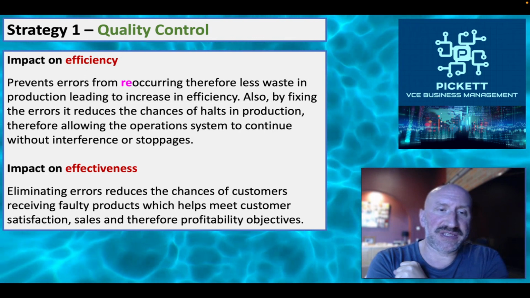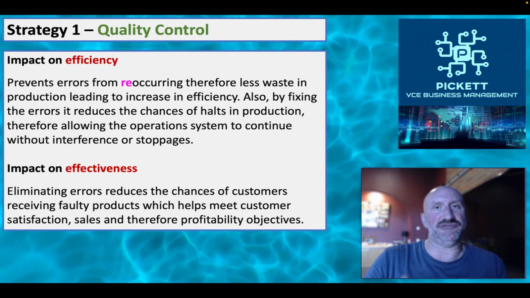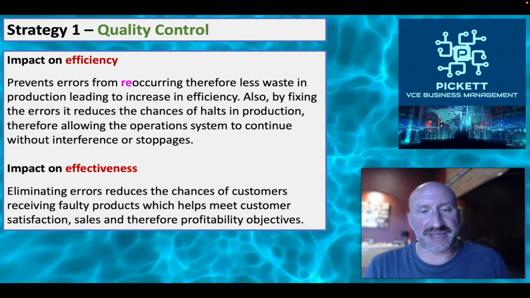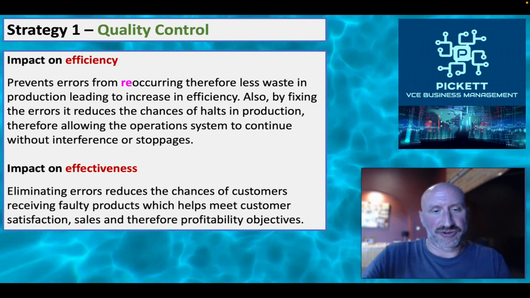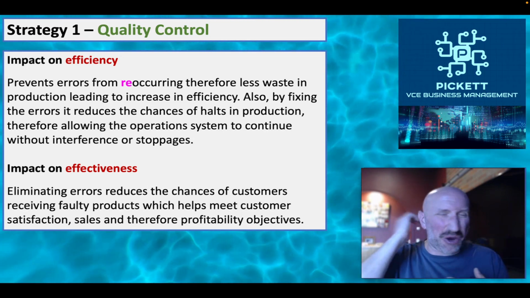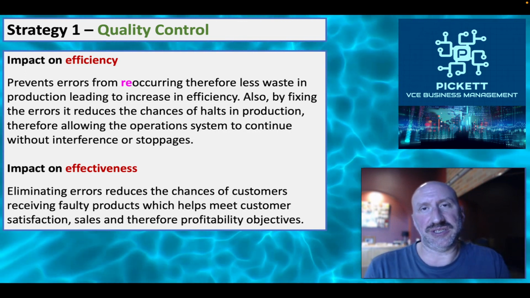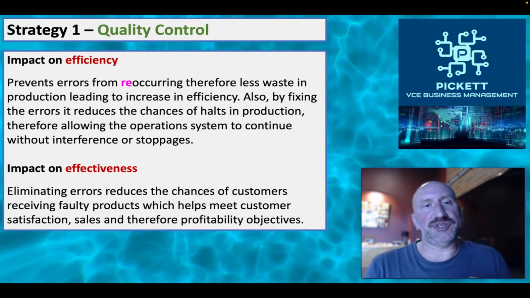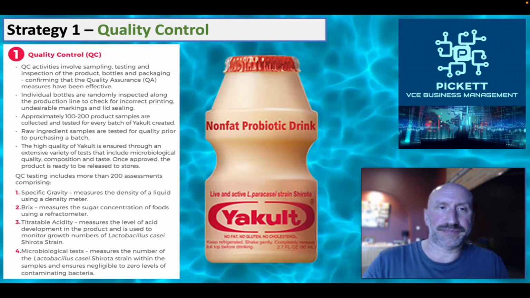And the impact on effectiveness: eliminating errors reduces the chances of customers actually receiving faulty products. That's going to help meet customer satisfaction targets, increase sales, and therefore profitability, shareholder expectations, and all that sort of thing. Remember, effectiveness is all about your ability to achieve your objectives. Okay, so I think a fairly straightforward one there.